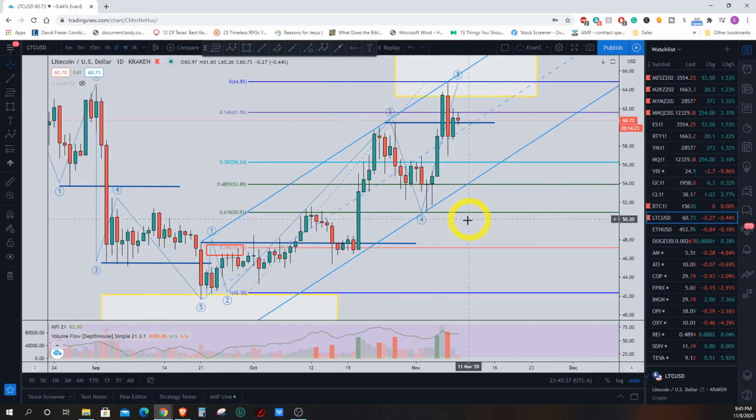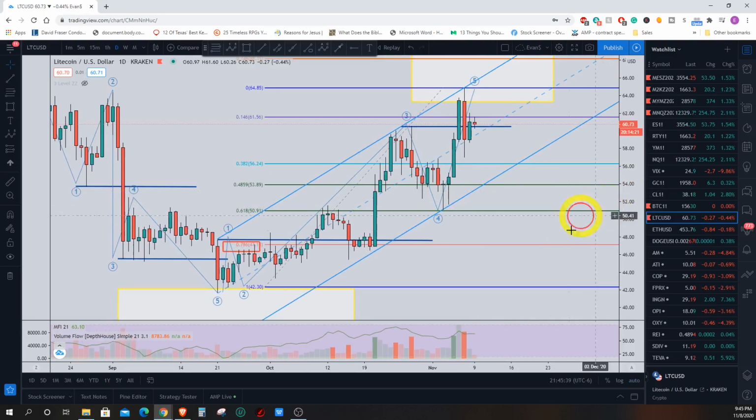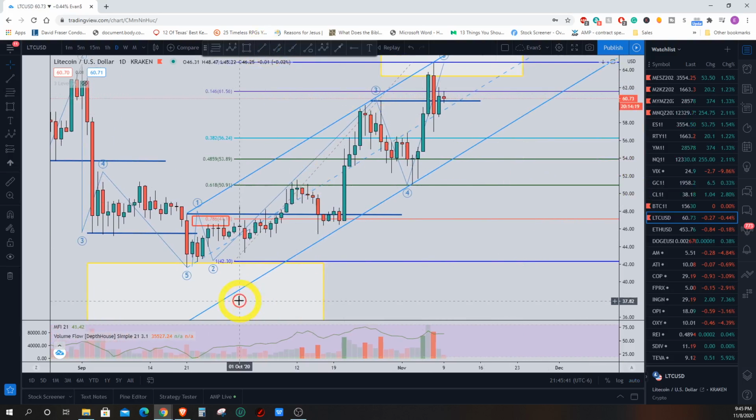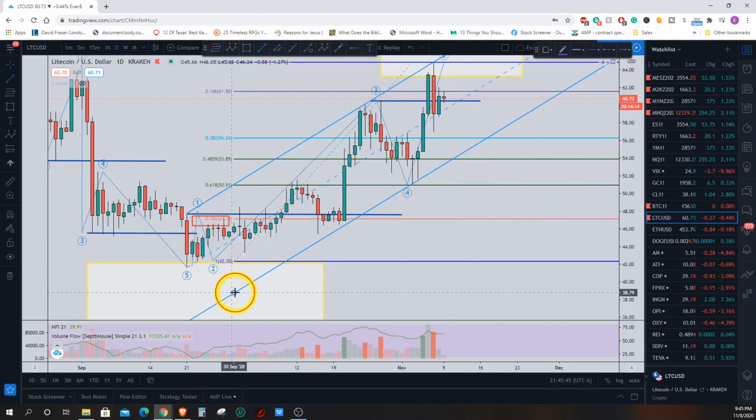Now, Litecoin is a little bit more of a standard type of 5th wave trade right here. Draw the bottom of the trend line right here.